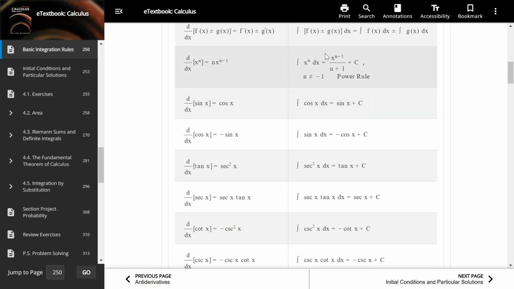Why? Because let's say we want to prove that this is really the function that we are searching for. We just differentiate this. If we differentiate x to the power of n plus 1, it will be n plus 1 times x to the power of n, and then that n plus 1 will cancel with this n plus 1 here, and we'll end up with just x to the power of n.